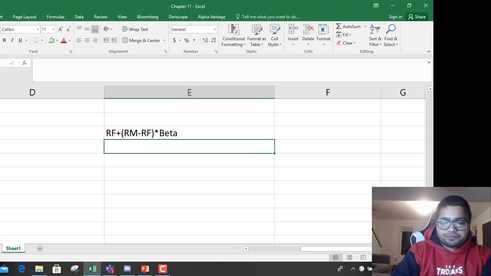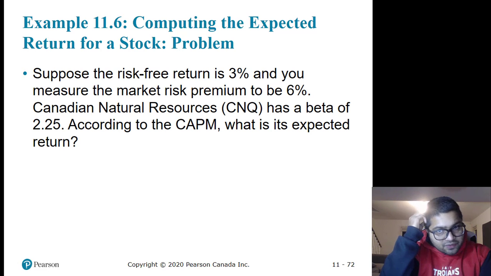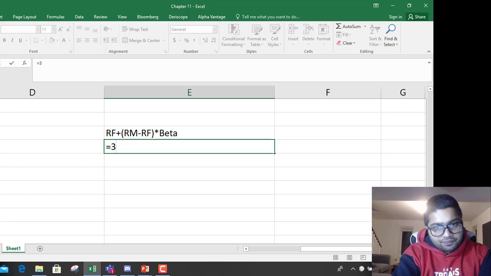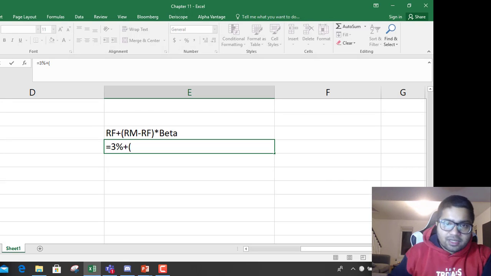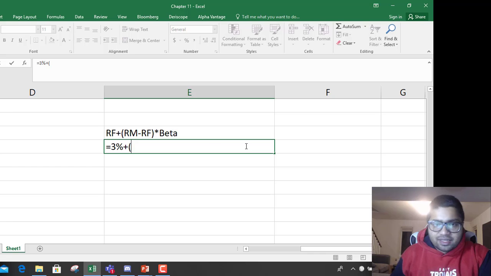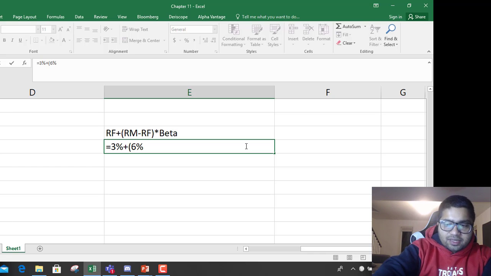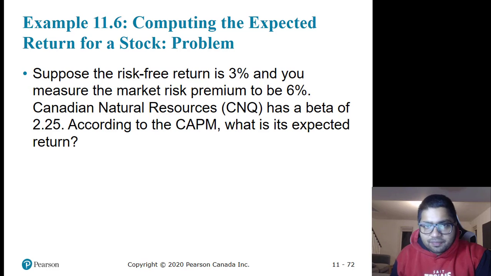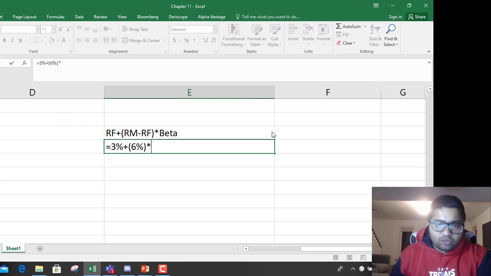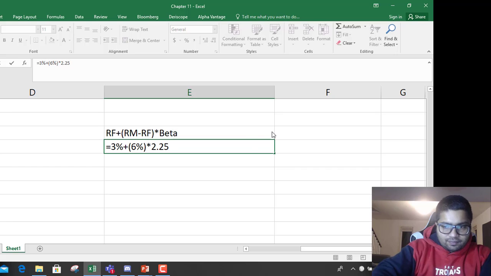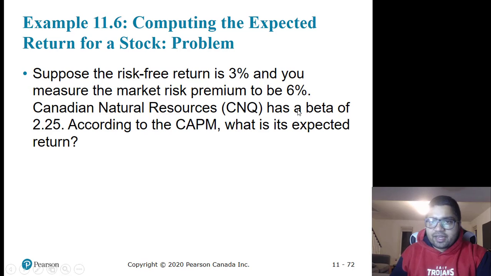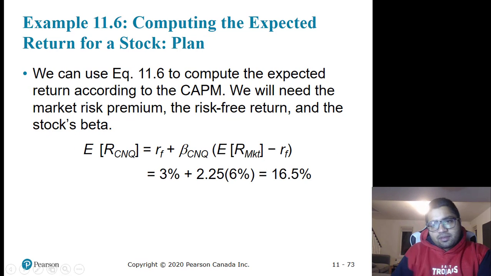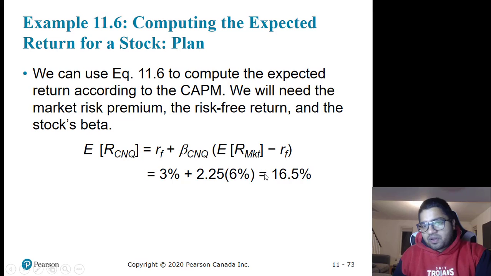times beta. So the risk-free rate is given to be 3%, plus the market risk premium, which is return of market minus risk-free, given directly to be 6%, times 2.25. So 16.5% is the expected return on Canadian Natural Resources. So 3% plus 2.25 times 6%.